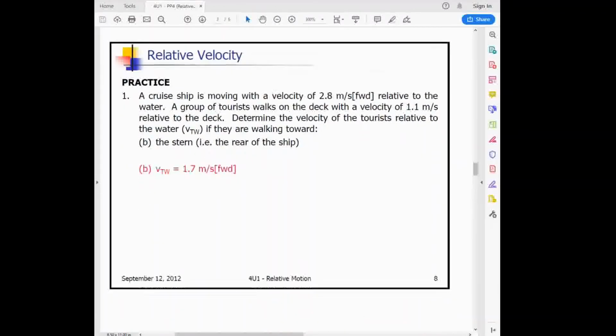So let's say those tourists are now walking to the stern of the ship. It would be the same calculation. It would be VTW equals VTS plus VSW. But in this case, our velocity of the tourists is now going to be a negative 1.1, because they're going backwards. So it's 2.8 forward plus negative 1.1 forward. So when we subtract those two, we get 1.7 meters per second forward.